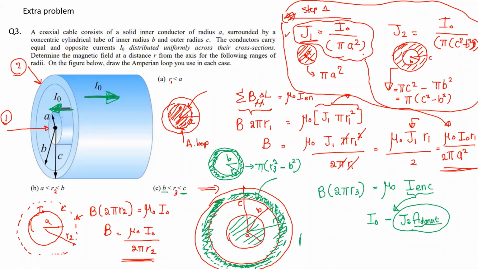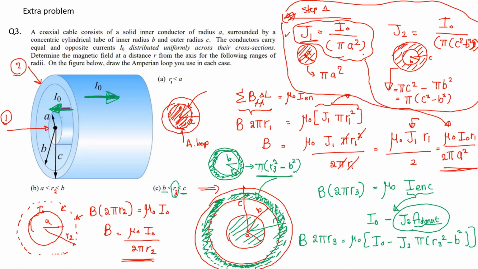So now I'll rewrite the whole thing. Mu naught times I naught minus J2 times this area. So when we divide the whole equation by 2 pi R3, we get the magnetic field at R3 inside the donut.